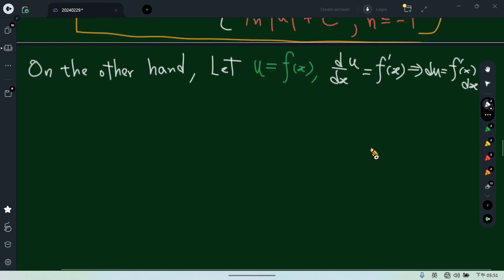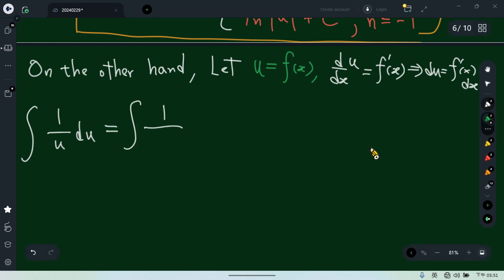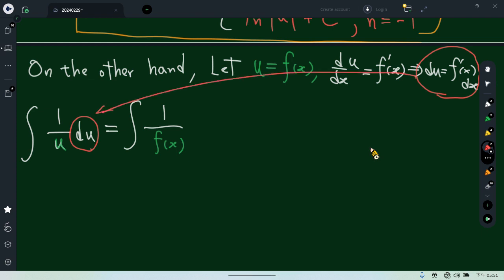Right? So in the past, if you face integral 1 over u du, it will become integral 1 over f of x, right? I just replace u as f of x. Then I also replace du. I just use this to replace this one. So I can get f prime x dx.